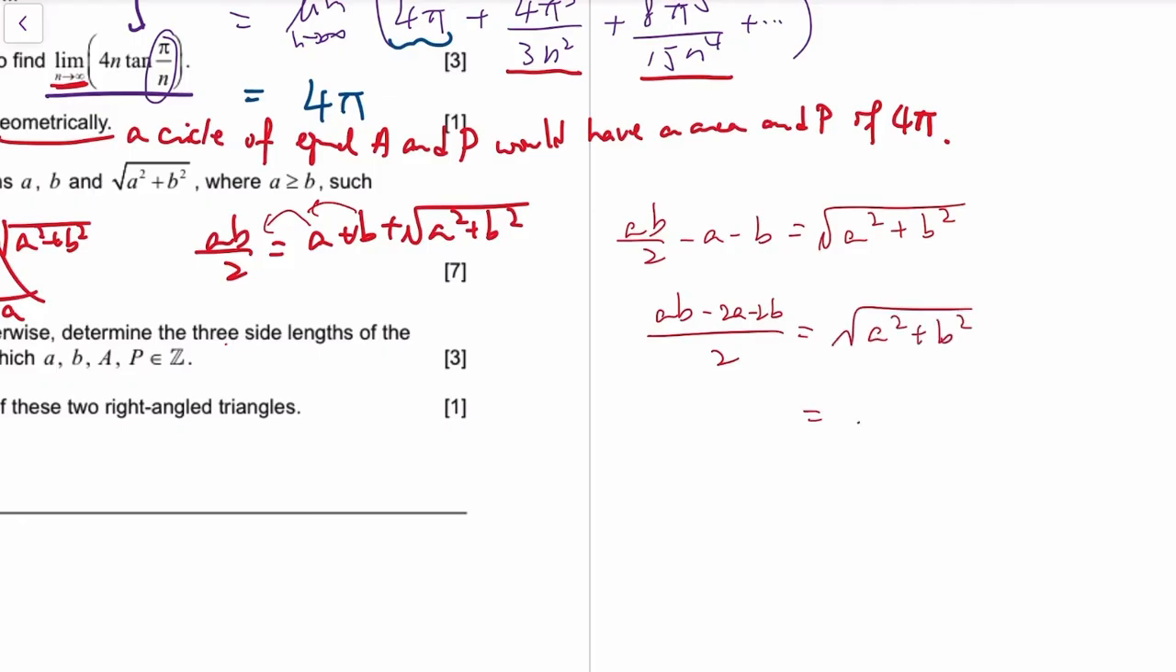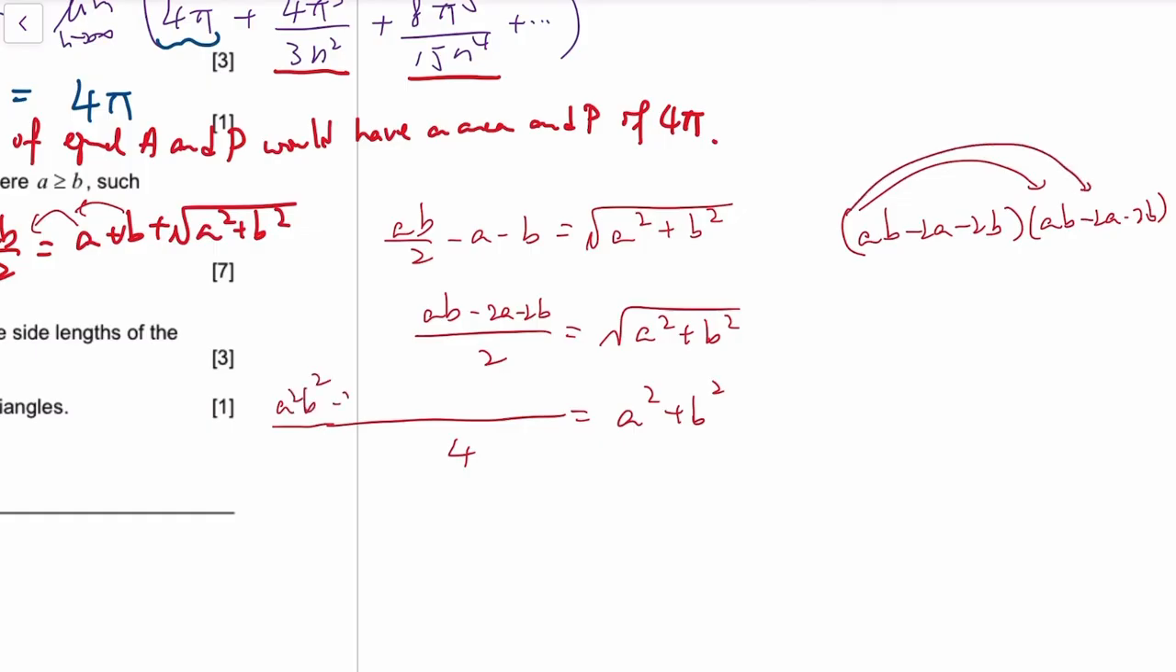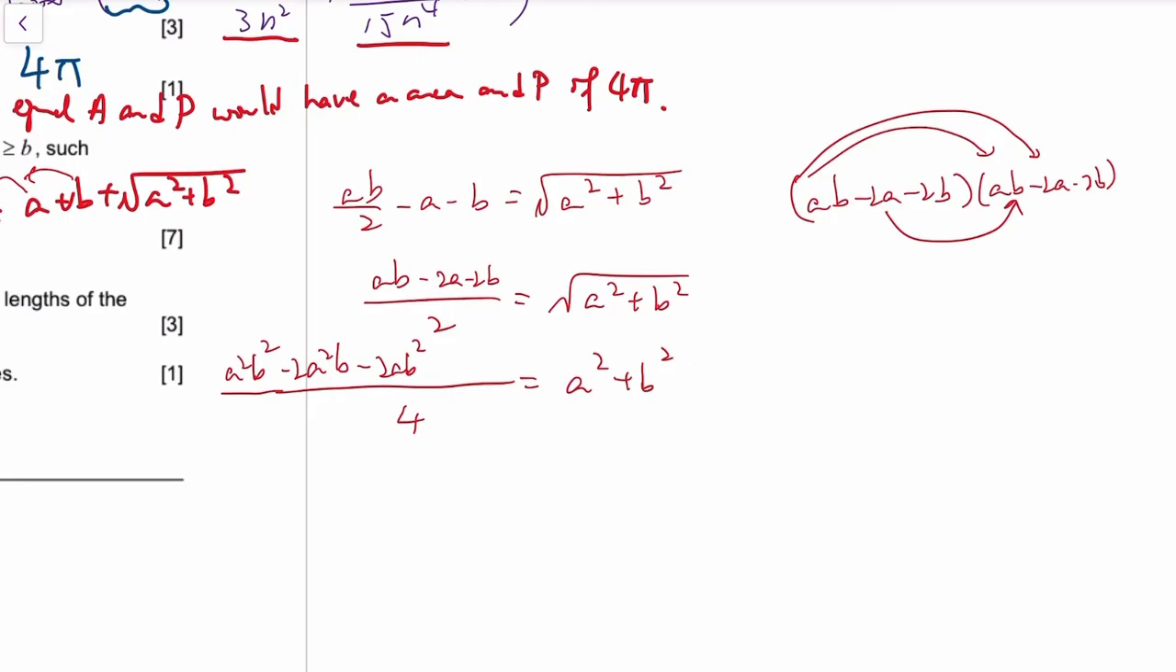Then you square both sides. A squared plus B squared, 4. Well, what's the square of the top? I didn't memorize A plus B plus C squared. So we have AB times AB, so that's A squared B squared, and then minus 2A squared B, minus 2AB squared. The next one, we would need more space, do we?